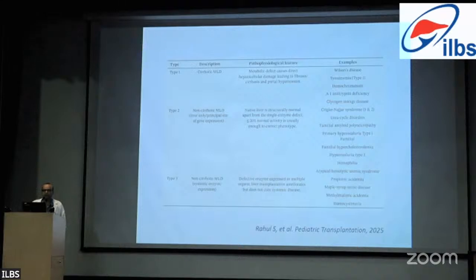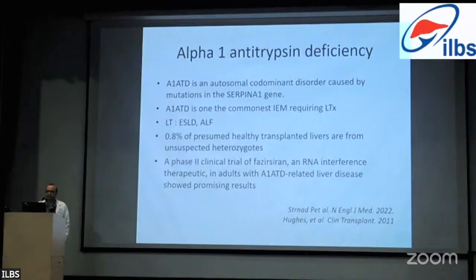And so coming to the individual disorders, first is alpha-1 antitrypsin deficiency, which is either autosomal recessive or considered a codominant disorder caused by a mutation in a certain gene. It is one of the commonest IEMs requiring liver transplant, for either end-stage liver disease or ALF. But surprisingly, almost 0.8% of presumed healthy livers are heterozygous for this deficiency. But the landscape is again changing.